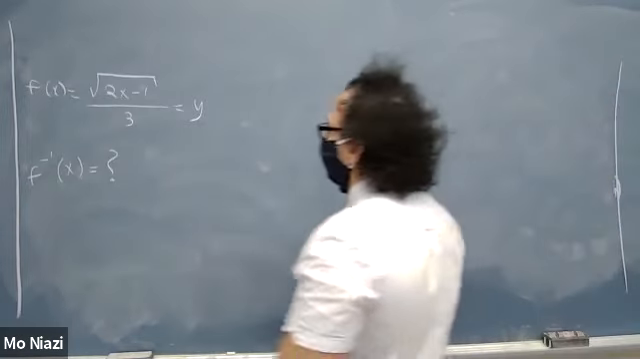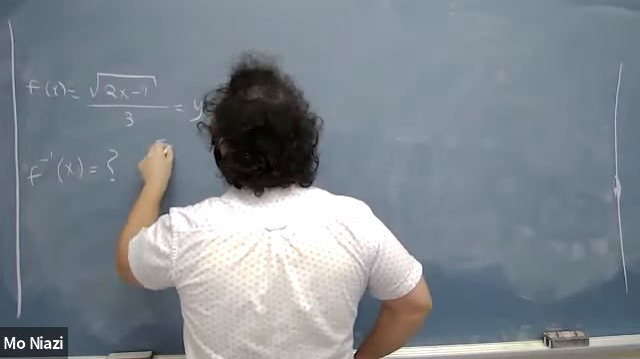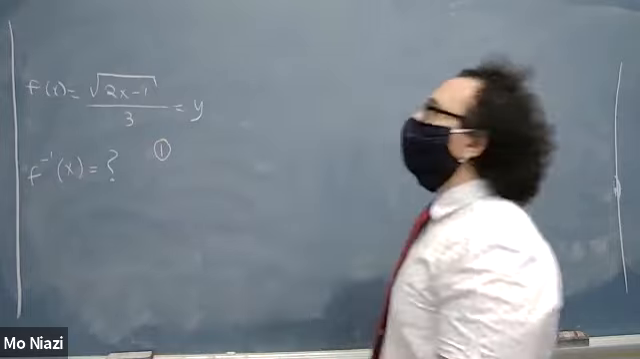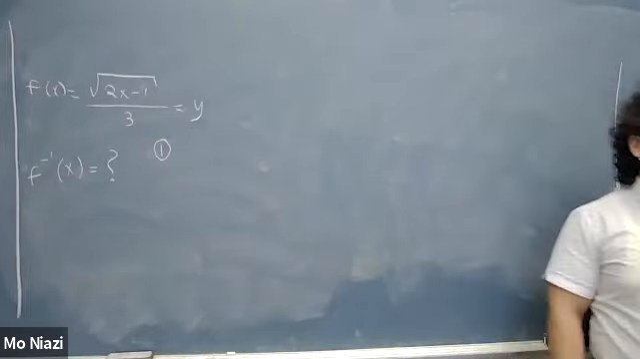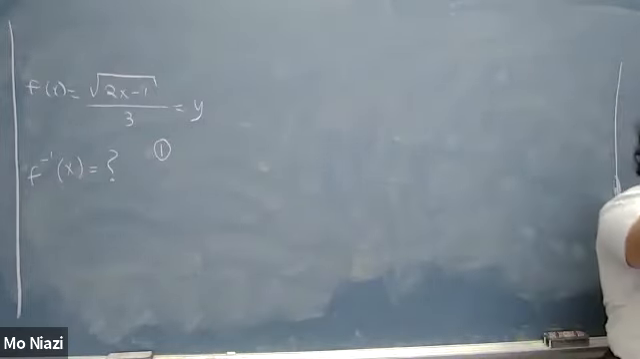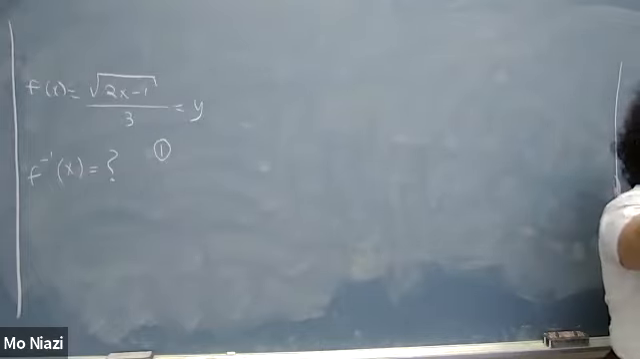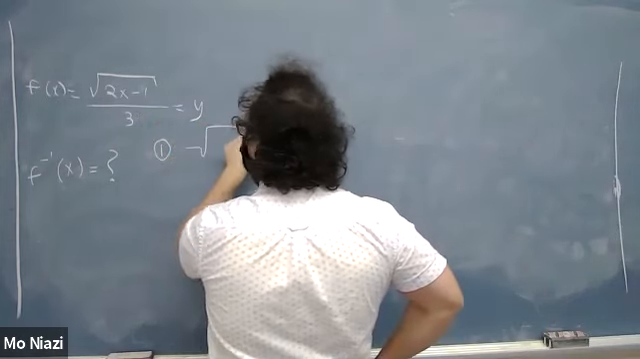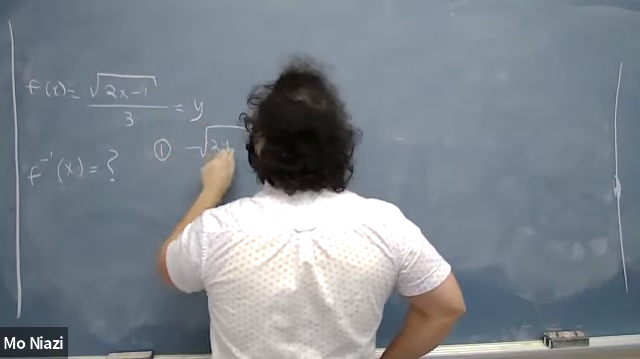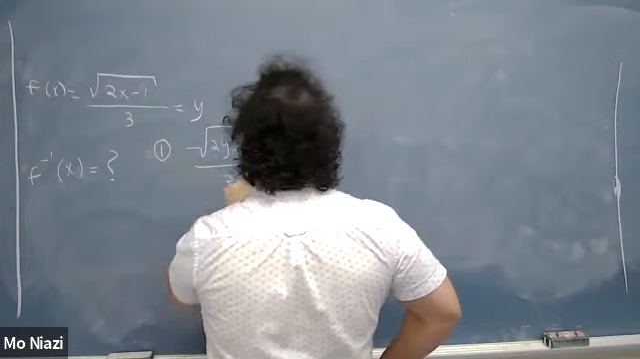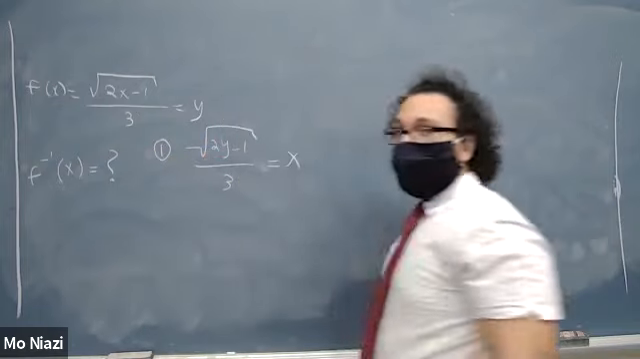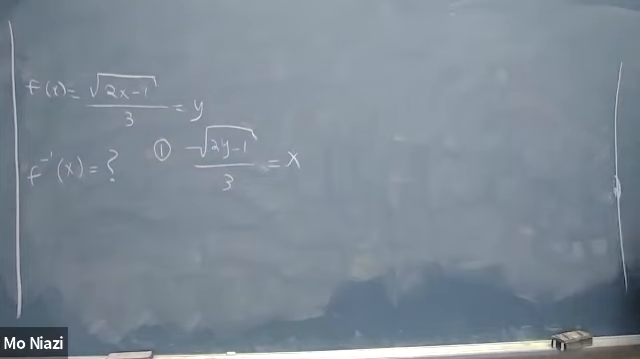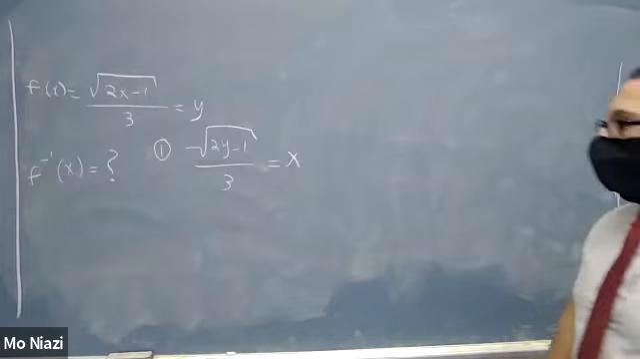So in the step-by-step algorithm, step one is to switch the variables x and y. Every time you see an x, convert it to a y. Every time you see a y, convert it to an x. So this becomes then, if we do that, 2y minus 1, everything divided by 3, is equal to x. Does it not? Right? So once you do that, step two is now solve for y.